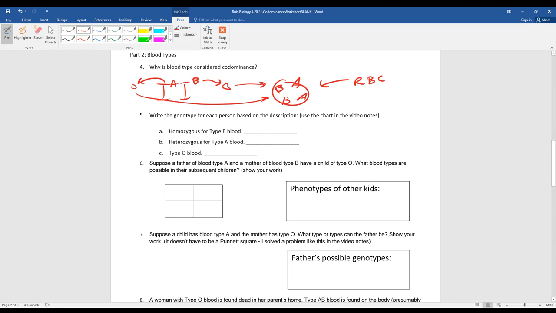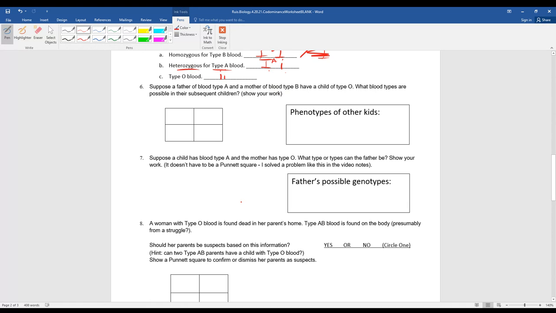Okay, write the genotype for each person based on the description. Homozygous for type B blood. Homozygous means that the letters are the same. So there's two ways to get type B blood, right? So that would be homozygous. The other way, just so you know, is the heterozygous way. Oh, you know what? Let's just do that right here. Heterozygous for type A blood would be IA, because you need that to make the A protein, but then a little i. So they're heterozygous because you have two different letters. All right, type O blood would be little i, little i.